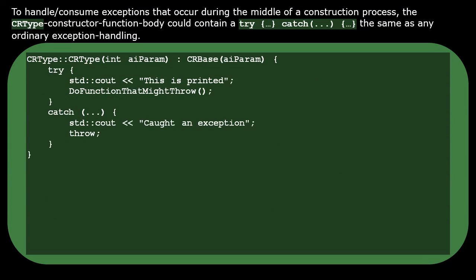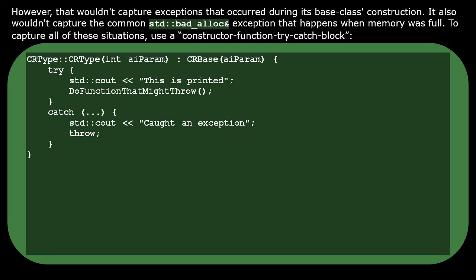To catch and handle exceptions that occur during the middle of a construction process, your constructor could contain an ordinary try and catch, but that wouldn't capture exceptions occurring during base class construction. It also wouldn't capture the common bad alloc exception that the system throws when memory fills up. To capture all of these situations, use this constructor try-catch block.